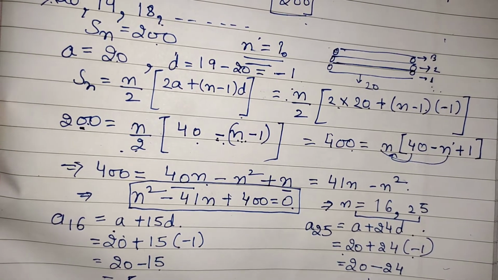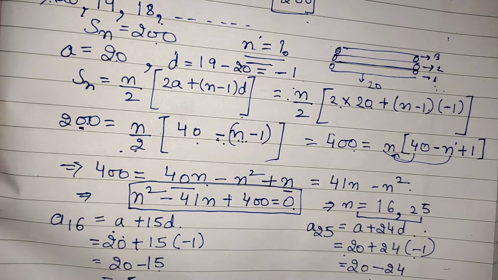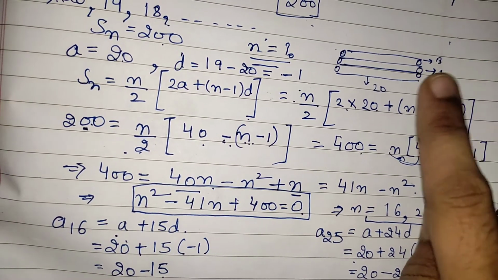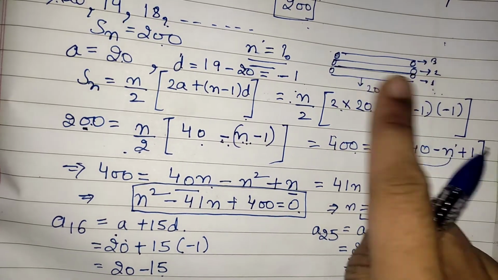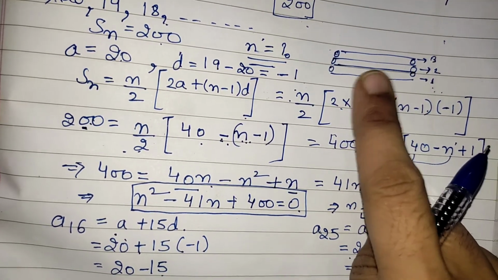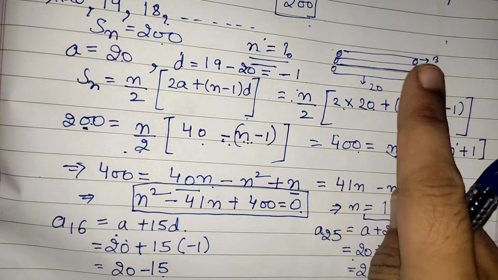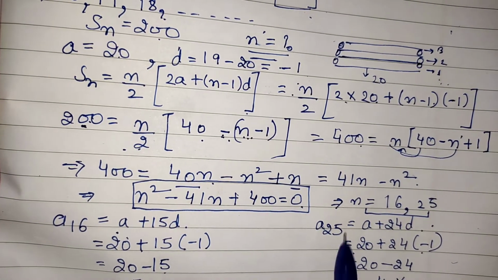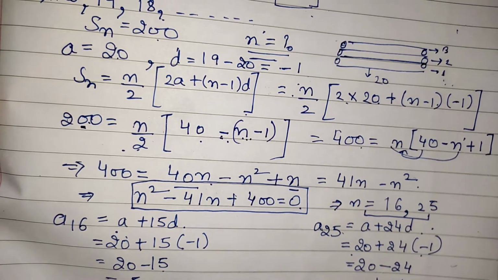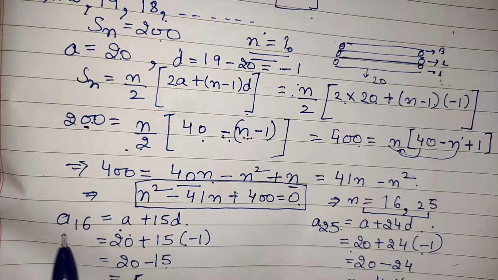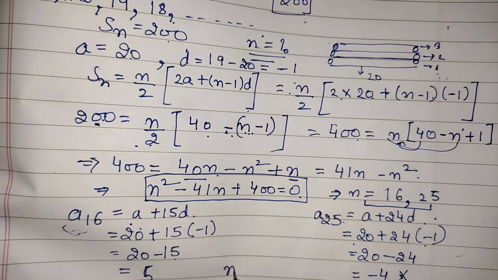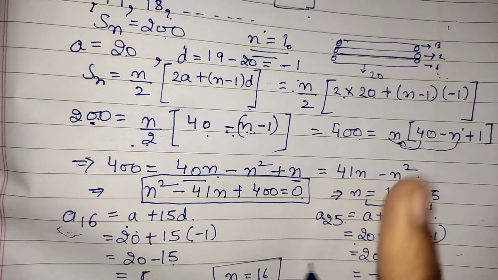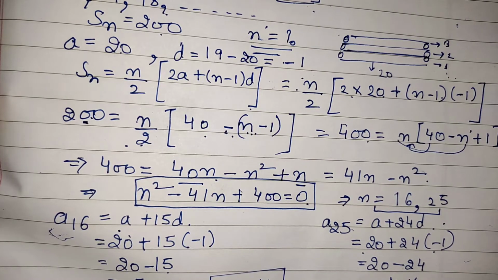So in the 25th row, minus 4 logs will be there. So it is not possible, because logs can be in the positive number only, means in the first row there can be 1 log, 2 logs or 3 logs. Negative value of the logs in any row is not possible. So that means n is equal to 25 is not possible. So my answer will be equal to 16. So that means there are 16 rows in total in which 200 logs are present.